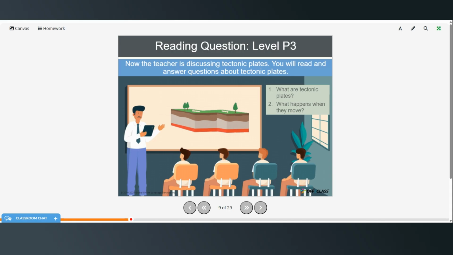Now the teacher is discussing tectonic plates. You will read and answer questions about tectonic plates. Before doing the reading, maybe think about what are tectonic plates and what happens when they move.